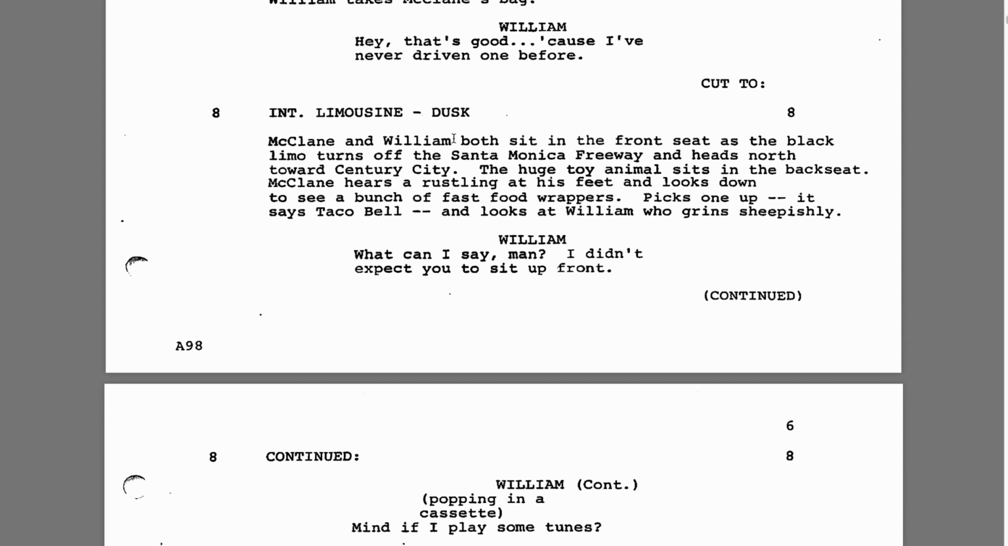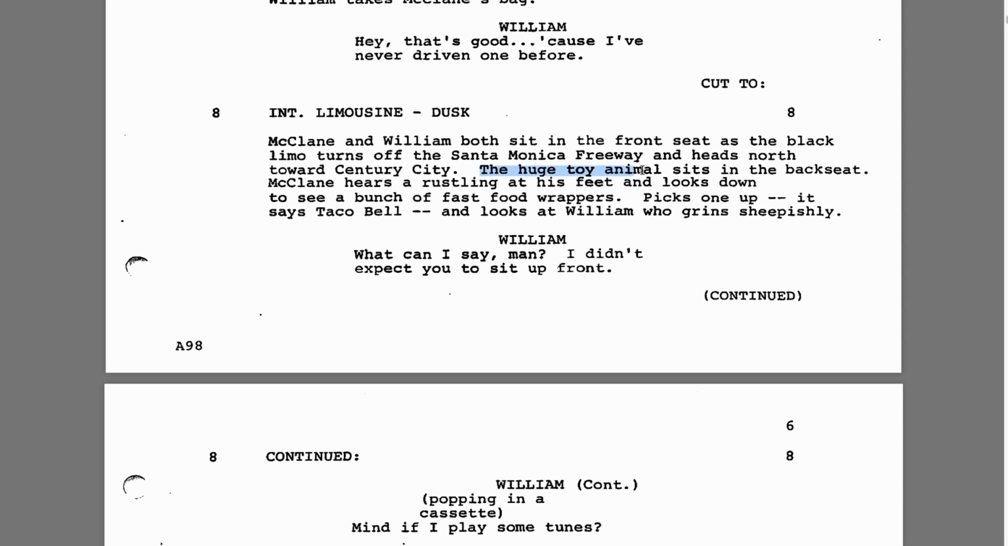Glenn and William both sit in the front seat as the black limo turns off the Santa Monica Freeway and heads north towards Century City. Now, this is something that is only going to make sense if you live in LA, especially if you lived in LA back then. So, I'm not sure why this was included in this way, unless there was a particular type of scenery that needed to be shown. Now, I know we do see some typical LA skylines in the movie. But nowadays, especially if I was talking about an area that most people don't know about, I probably wouldn't be this specific, unless it mattered to the story.